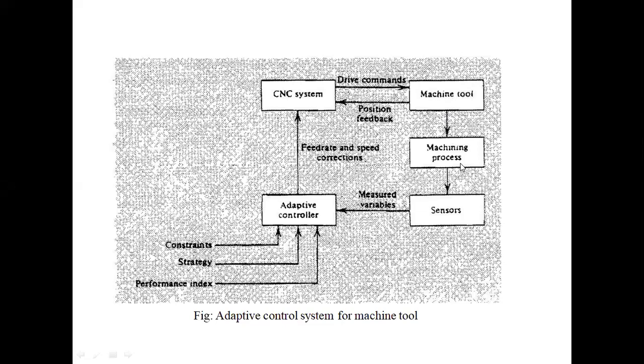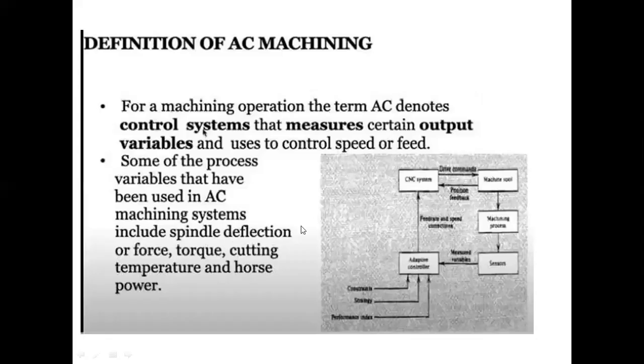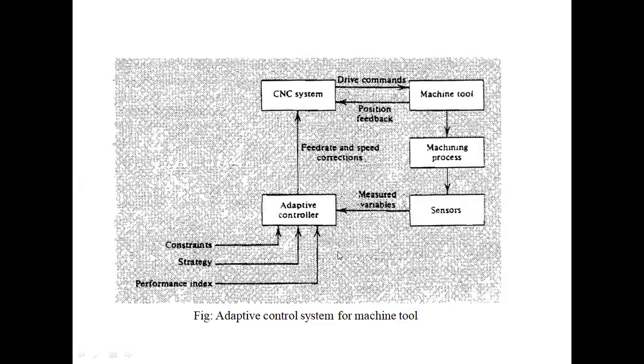Now, when it is being performed, your sensors will measure some variables. What are those variables? I told you here. It could be spindle deflection, spindle force, torque, cutting temperature even is one variable. Is the temperature getting too high? Sensors will sense. Horsepower also. All these are being measured and given to the adaptive controller. The adaptive controller will take these measured variables, and based on either constraints or a strategy or a performance index, it will send out the feed rate and speed corrections. So this is a general one.